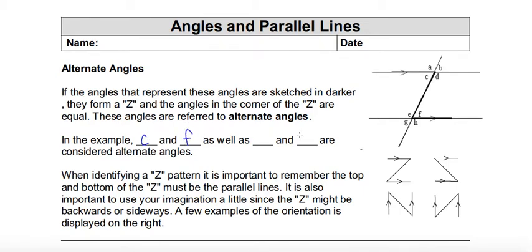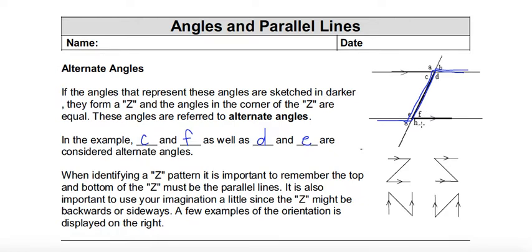Now we can also draw our Zs in different ways as well. So we could draw a Z going in the opposite direction. So right now we have the Z going this way. But if we were to draw a backward Z, so a Z that looked like this, then angle D and E would also be considered alternate angles.